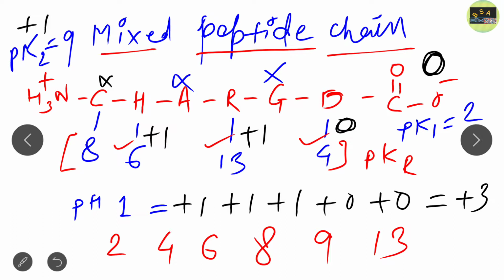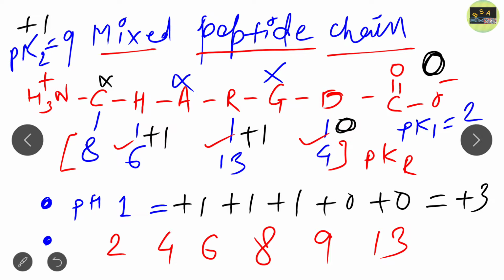So the first step, to calculate the isoelectric point of a mixed peptide chain where there are many pKr values along with pK1 and pK2, is to calculate the charge at pH 1. The second step is to arrange or write down the pH values from lowest to highest. That is, here lowest is 2 and highest is 13. So we arrange like this: 2, then 4 of aspartic acid, then 6 of histidine, then 8 of cysteine, then ammonia, that is the pK2 value 9, then highest is arginine, that is 13.